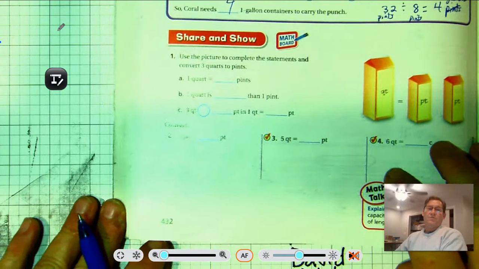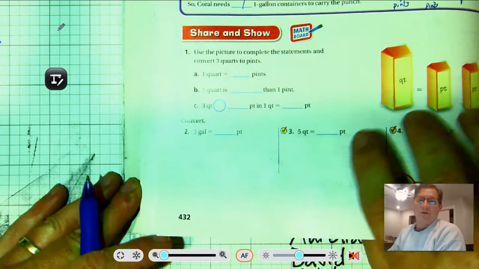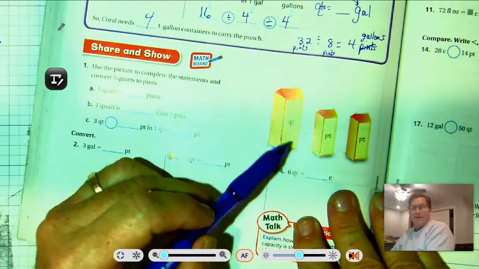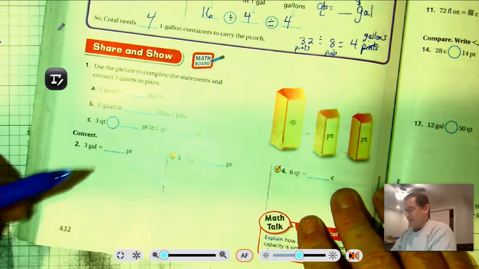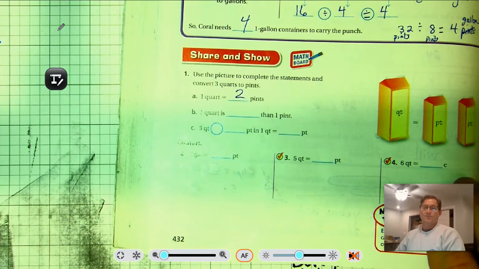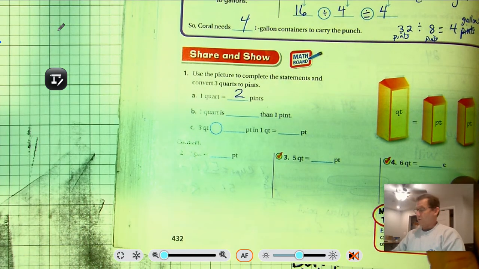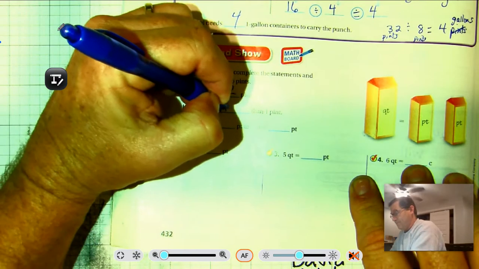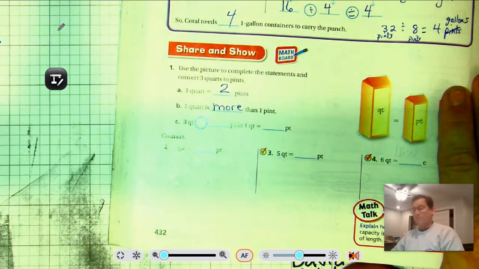All right. Use the picture to complete the statements and convert 3 quarts to pints. So we see that a quart is equal to 2 pints. So 1 quart is 2 pints. 1 quart is more than 1 pint.